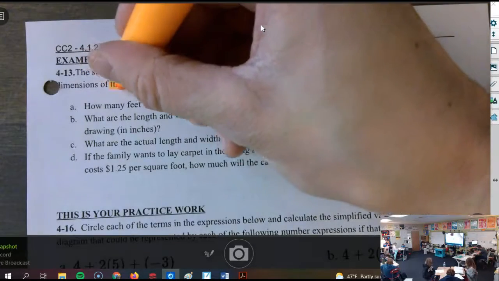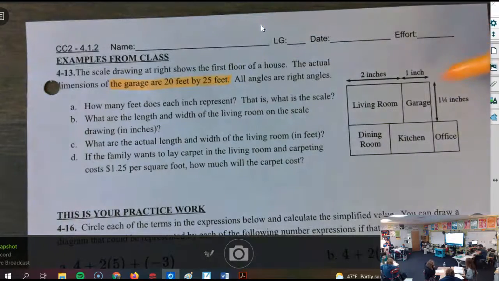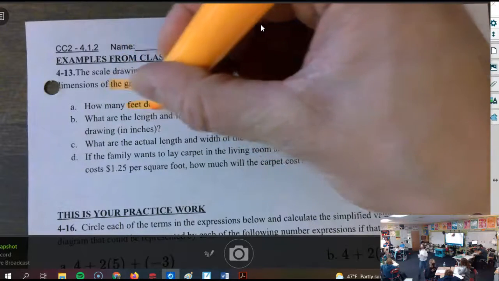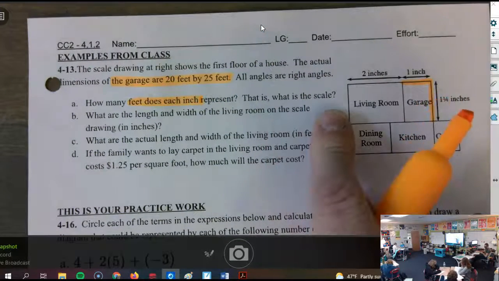The garage is 20 by 25. So that would be this, right? If you have a highlighter, I would probably highlight this. So it's up to you to figure out what is the scale being used here, which is what A asks. How many feet does each inch represent? And then I specified, that is, what is the scale?